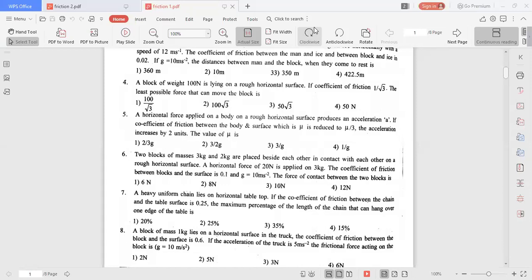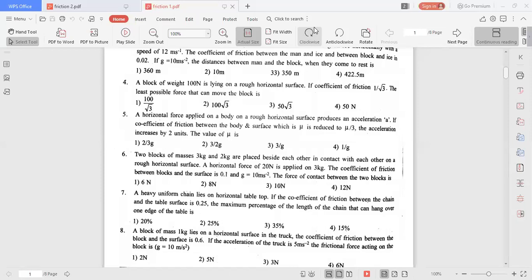This is equation 1. In the next case, the coefficient of friction becomes mu by 3. The coefficient of friction reduces to mu by 3, the same force is applied, and then the acceleration increases by 2 units. So F minus mu by 3 into the normal reaction, which is the same, is equal to m into the acceleration. In this case the acceleration increases by 2 units, which means A plus 2, the acceleration in the second case. Then what is the value of mu? We have to find the value of mu here.